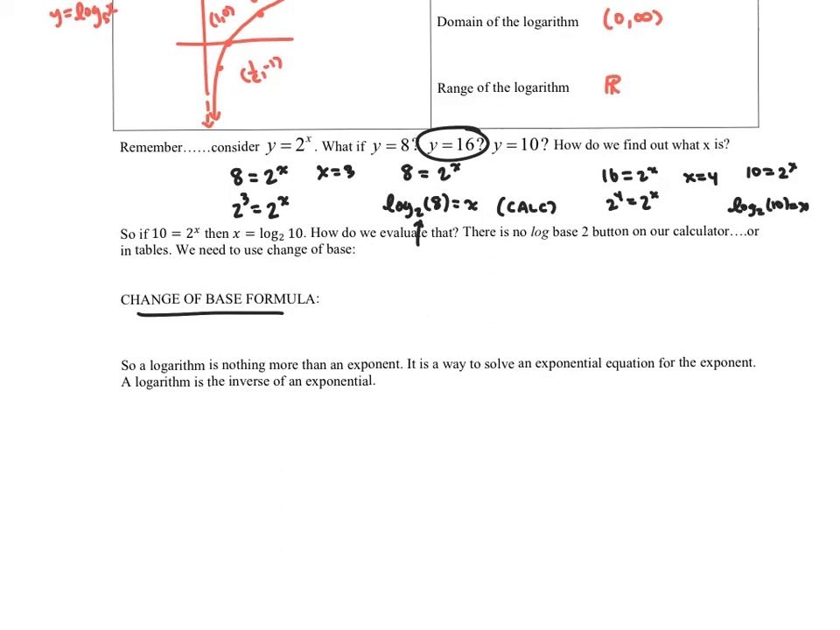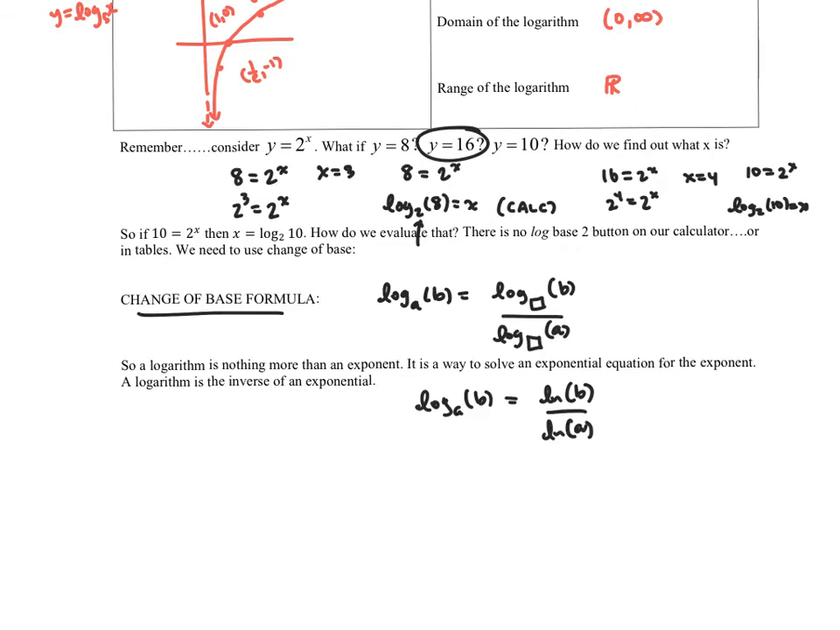And again, we need our calculator, but if we had an older calculator, how do we do it? Again, change of base formula. So if I have log base a of b, I'm allowed to write this as a quotient of two logs, and I can pick the base that I want. But the base has to be the same in the numerator and the denominator. So typically, the easiest way to do that is to pick base e. So log base a of b is equivalent to the natural log of b over the natural log of a.